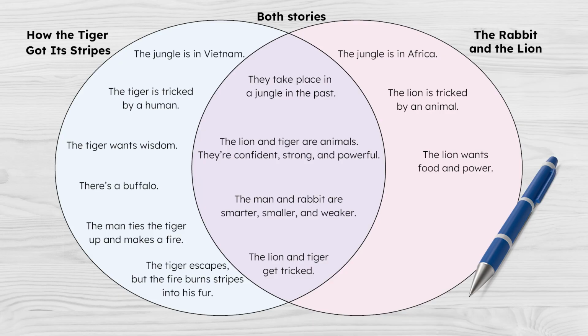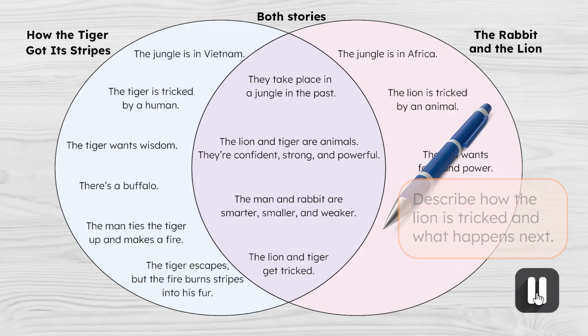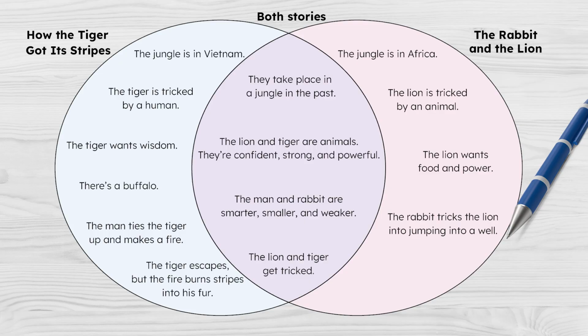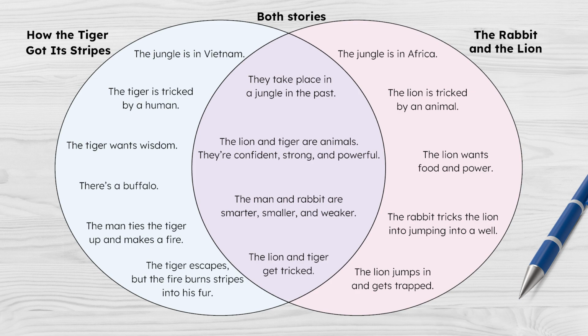What about the other story? Pause the video to describe how the lion is tricked and what happens next. The rabbit tricks the lion into believing there's another lion in the well. The lion jumps in and gets trapped. Great work! Now that we've filled in the Venn diagram, we can see how similar and different these stories are.